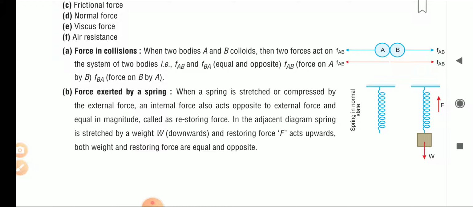Force exerted by a spring. When a spring is stretched or compressed by an external force, an internal force also acts opposite to the external force and equal in magnitude, called the restoring force. In the adjacent diagram, a spring is stretched by a weight W downwards, and the restoring force F acts upwards. Both weight and restoring force are equal and opposite. Just now I told you there is a restoration phenomenon. We are applying a force, and we give it the name force.